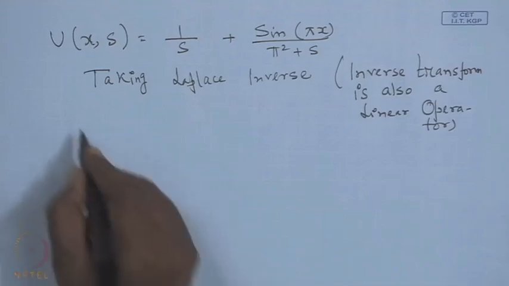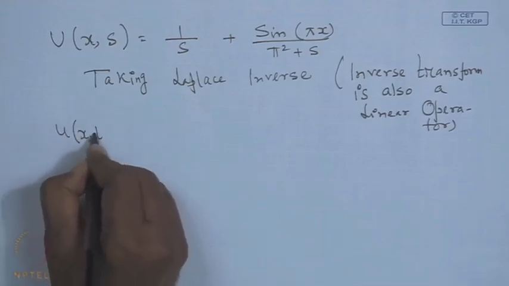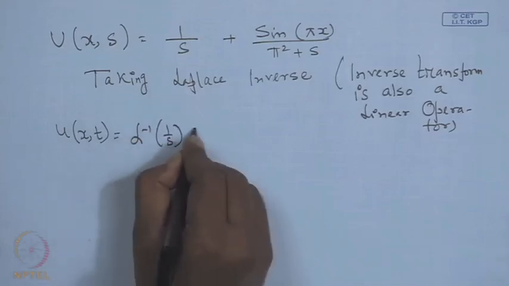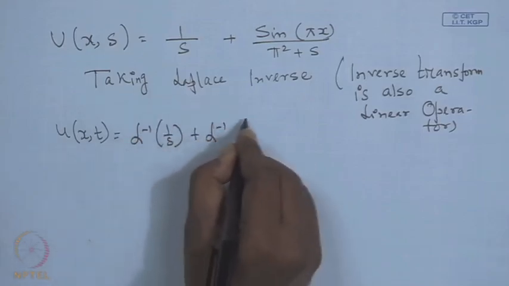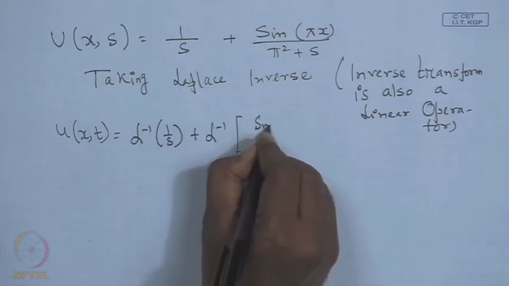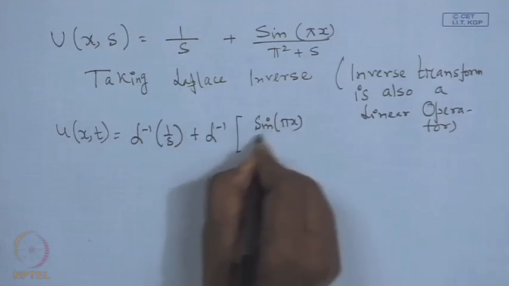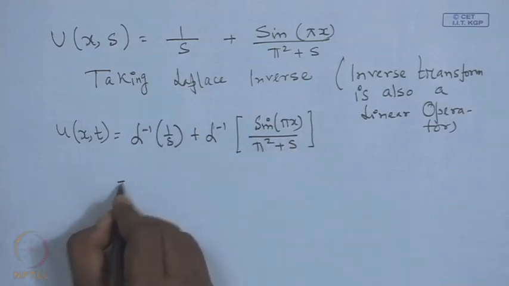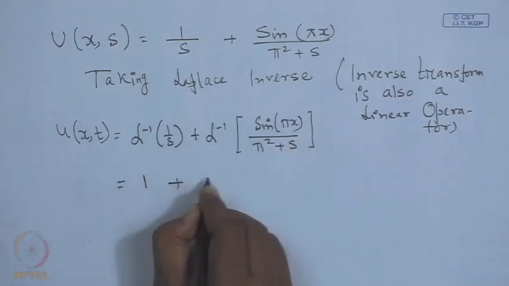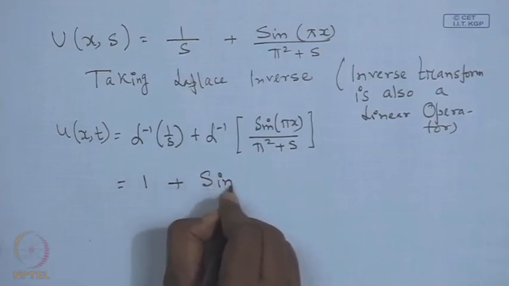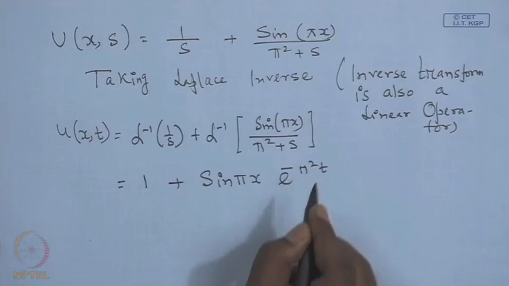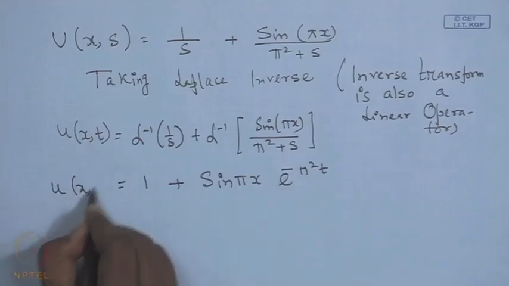So, therefore, u of x and t should be the Laplace inverse of 1 upon s plus the Laplace inverse of sin pi x divided by pi square plus s. The Laplace inverse of 1 upon s is nothing but 1, and this will be sin pi x e to the power minus pi square t. So, u of x and t.